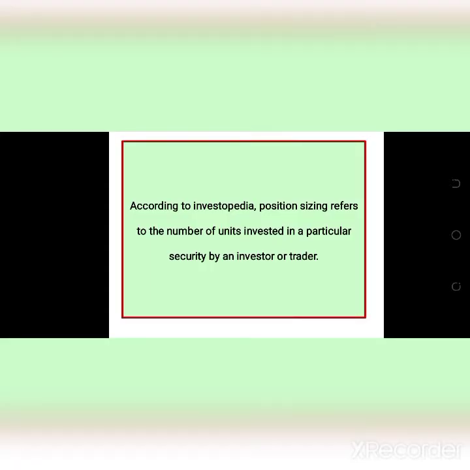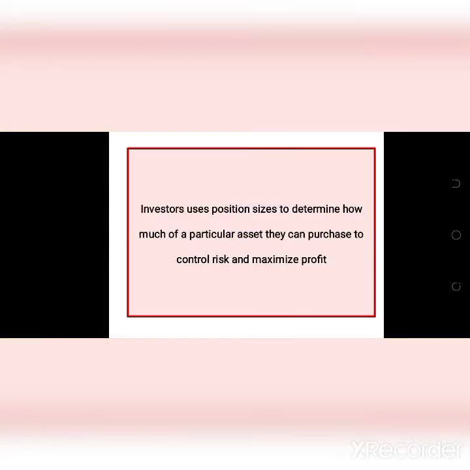So, according to Investopedia, position sizing refers to the number of units invested in a particular security by an investor or trader. You see, a security is like an asset, just like cryptocurrency, just like gold. That's what a security is. So, position sizing is the number of units invested in a particular security by an investor or a trader. Right. So, I'll go into details later on.